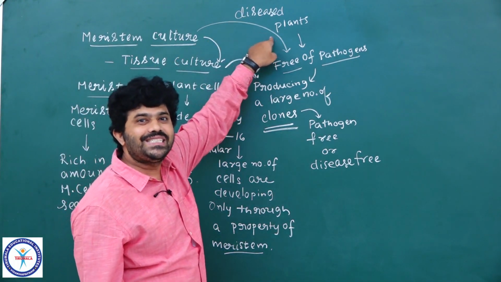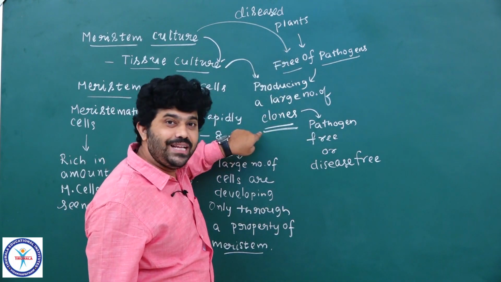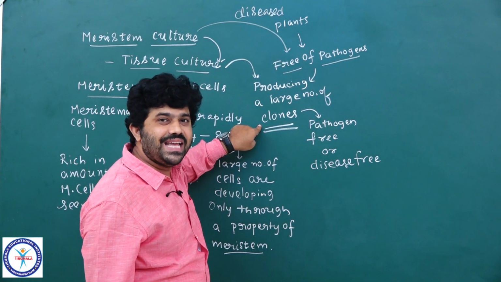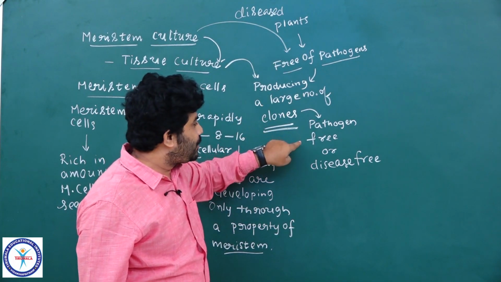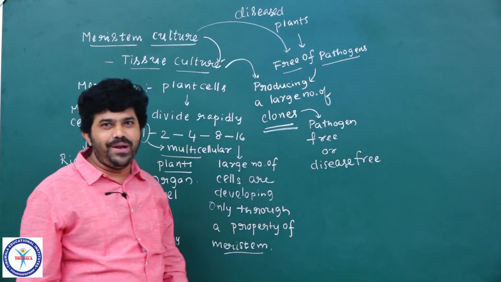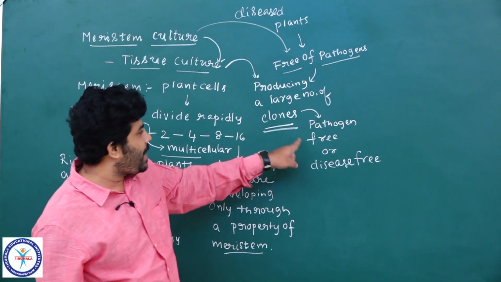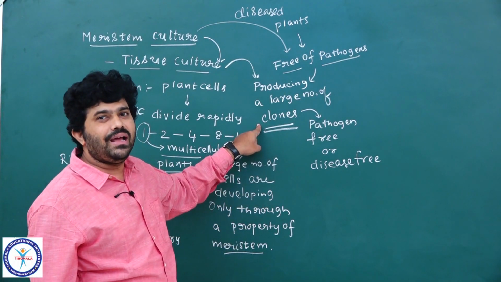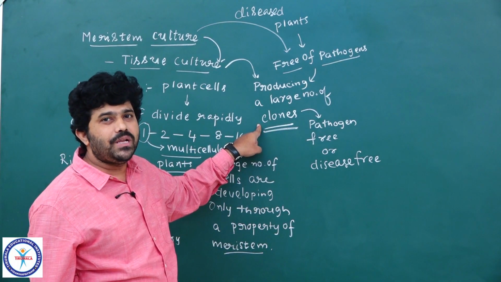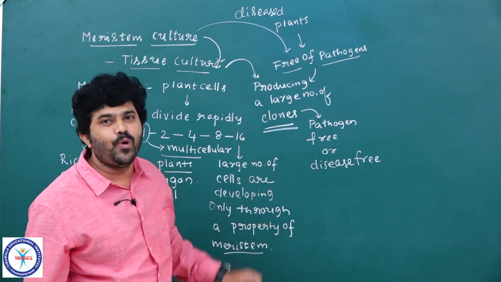So though they are diseased plants, we are producing young plants, young generations, as clones which are pathogen free or disease free. Now got the point? Pathogen free and disease free. That type of young plants we are producing, that large population, are called clones.